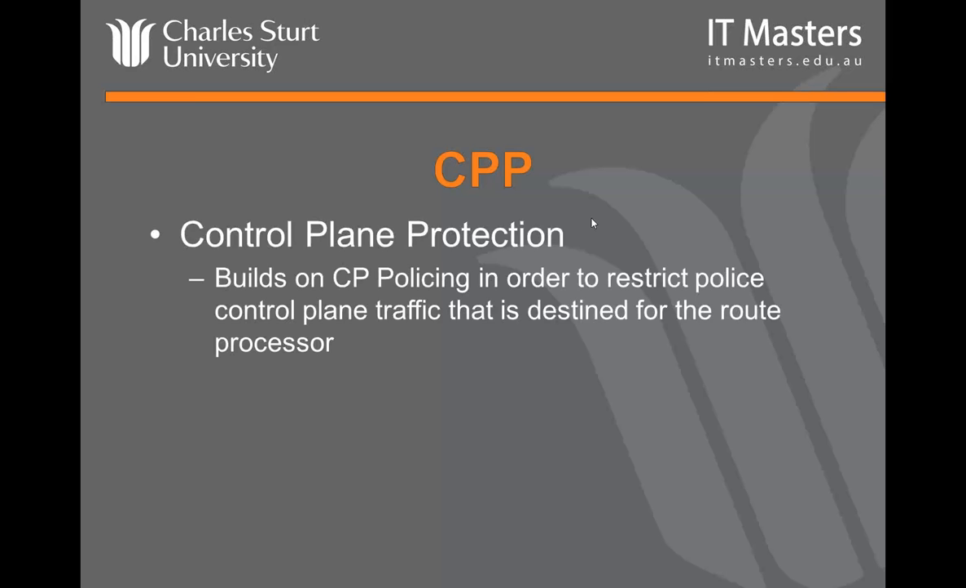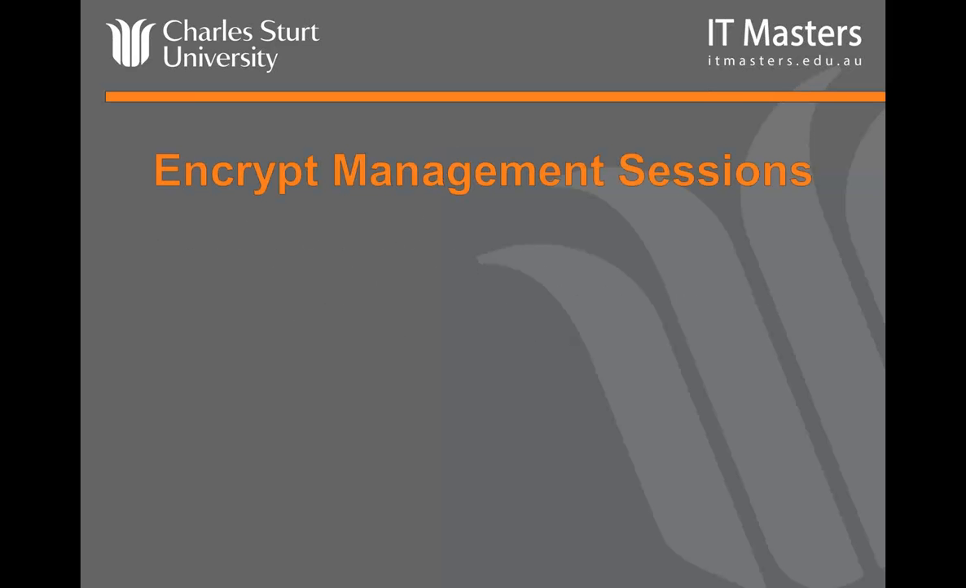Okay, CPP, control plane protection, builds on control plane policing in order to police control plane traffic that is destined for the route processor. So we're talking about larger enterprise systems here that would use control plane policing and control plane protection. You don't really need to know a whole lot about that, just that it exists and it's for policing the actual traffic that's going to your control plane.